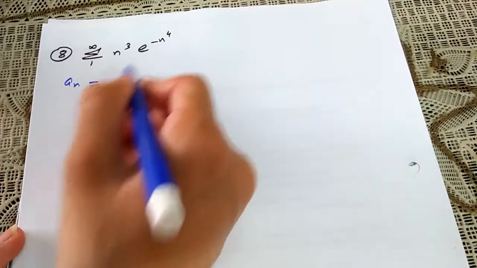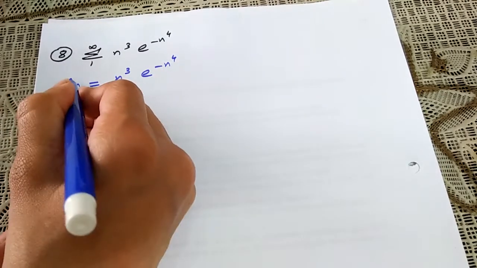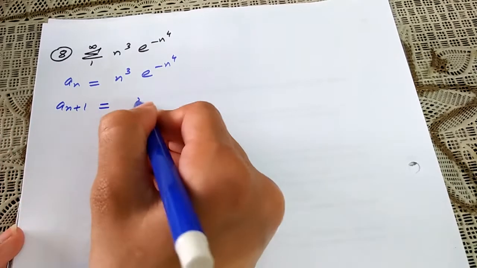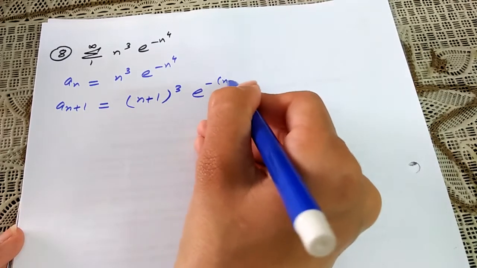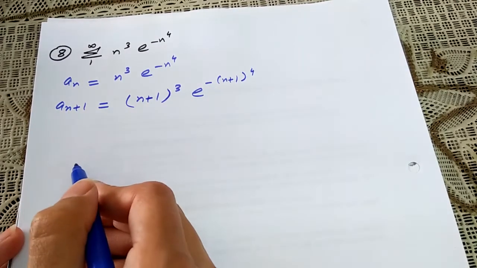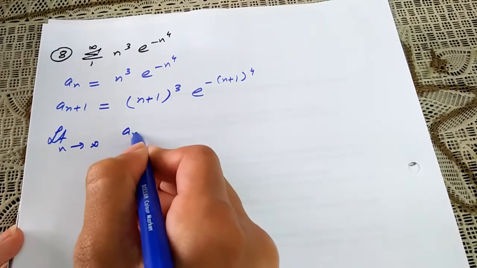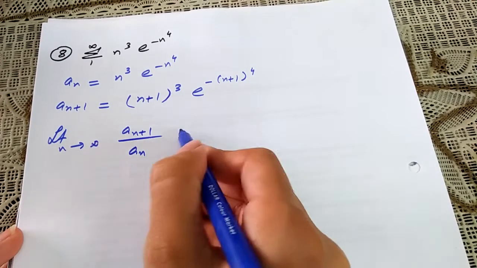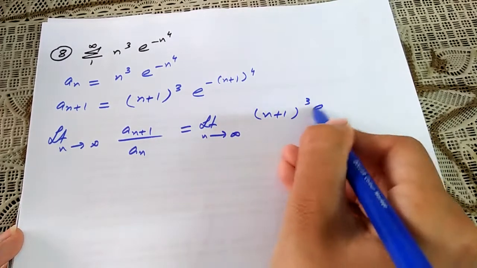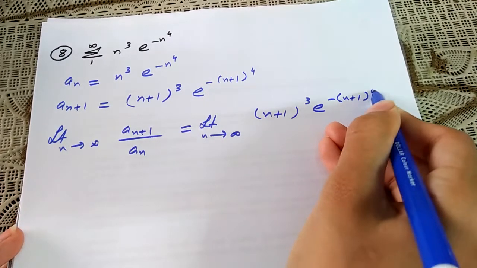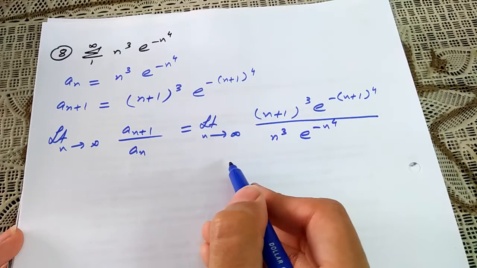The a_n term is this whole term, that is a_n equals n³ e^(−n⁴), and a_(n+1) will be equal to (n+1)³ e^(−(n+1)⁴). Now using the ratio test, the limit as n approaches infinity of a_(n+1)/a_n gives the limit of (n+1)³ e^(−(n+1)⁴) divided by n³ e^(−n⁴).